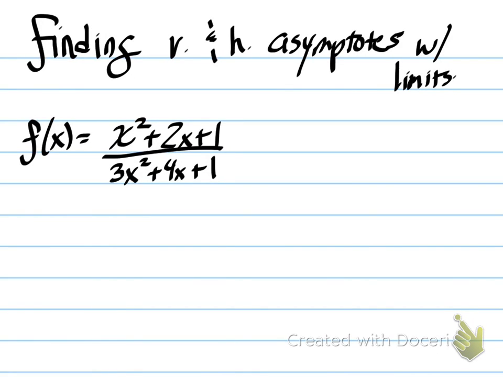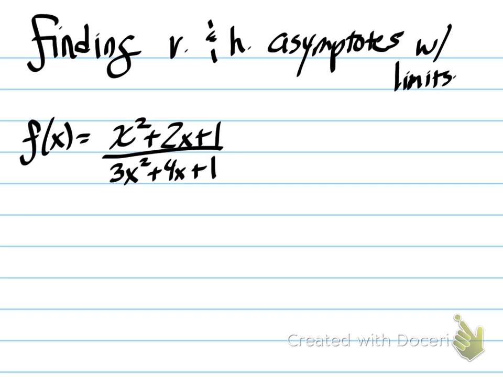In this video, I'm going to show you how to find the vertical and horizontal asymptotes of a rational function by using limits. So here we're given a function. f of x is equal to x squared plus 2x plus 1 over 3x squared plus 4x plus 1. It doesn't really tell us what to do in terms of limits, so we have to walk into the problem knowing how asymptotes are defined using limits.